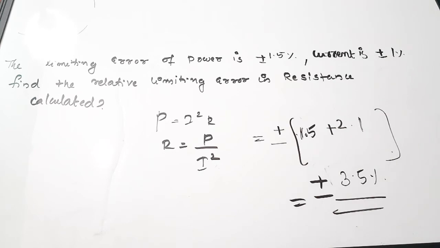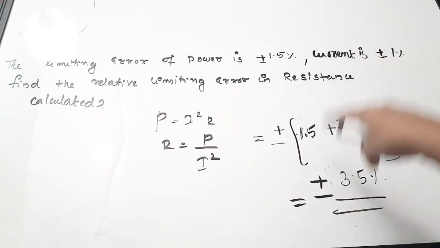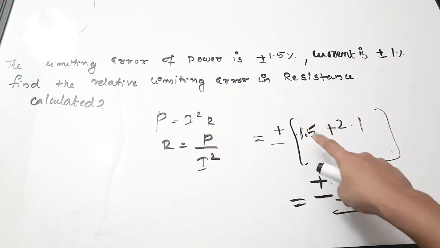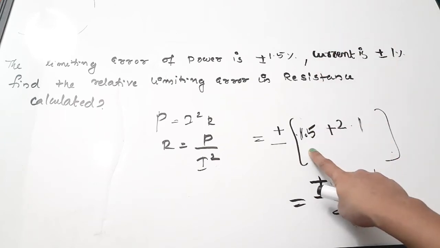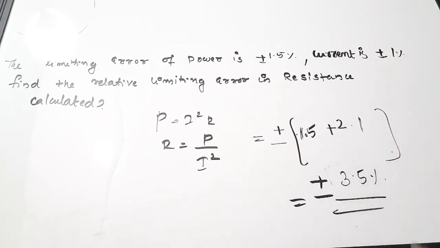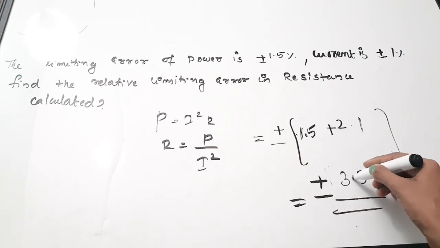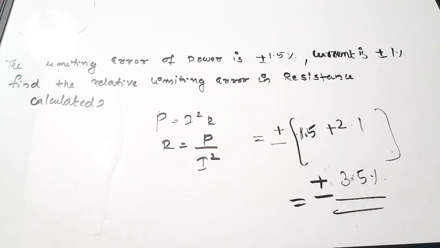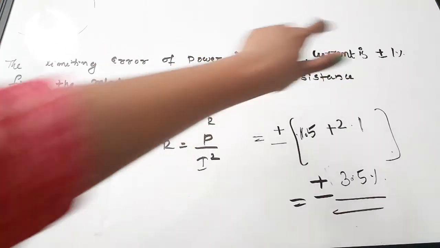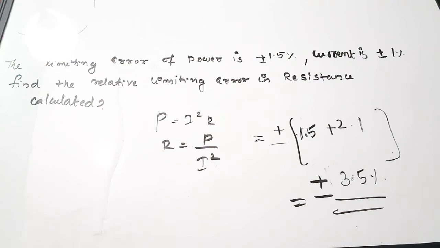We have discussed while explaining the relative limiting error that those values are actually in percentage. So here, since the percentage values are directly given, you can apply them here. 1.5 plus 2 into 1%. So you'll be getting plus or minus 3.5% as the relative limiting error in the resistance calculated. These two are actually relative errors in power and current. So the answer here is plus or minus 3.5%.